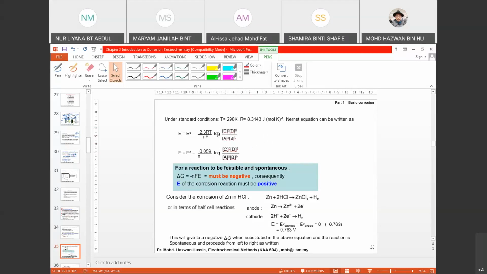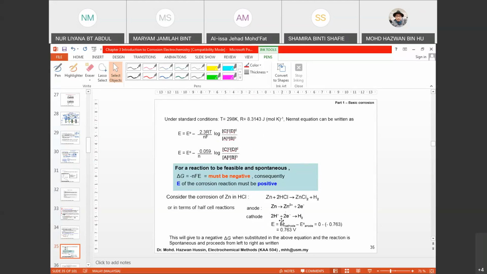Earlier we have seen that it is in ln. Change it into log, then you put a standard value of 2.3 over here, and when you multiply it with this value, you will get 0.059.